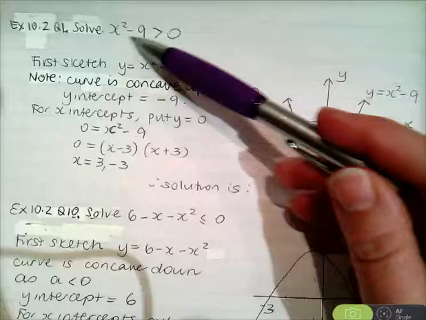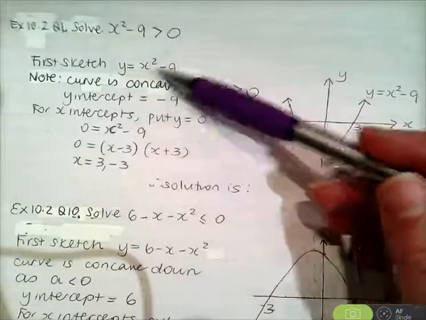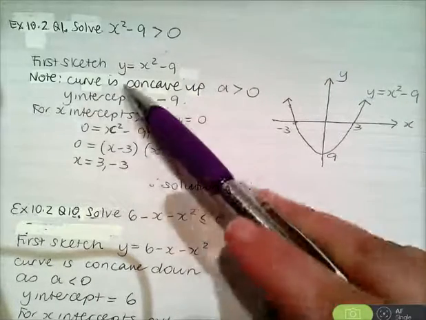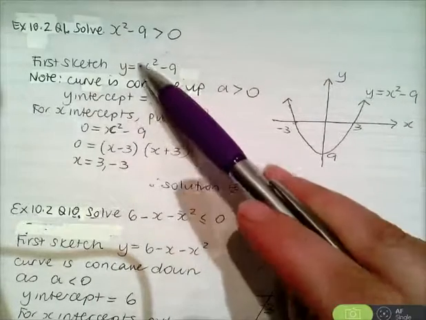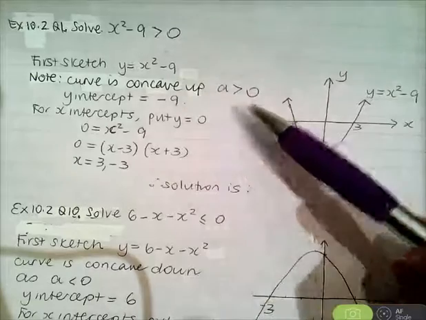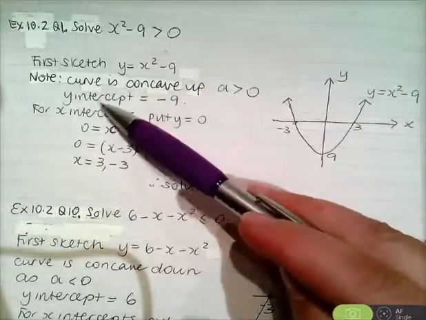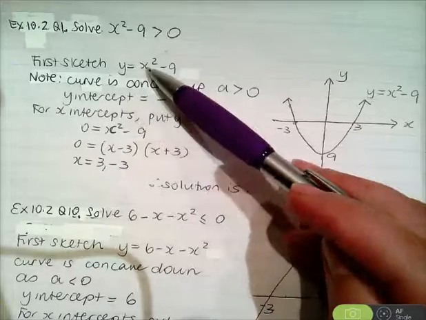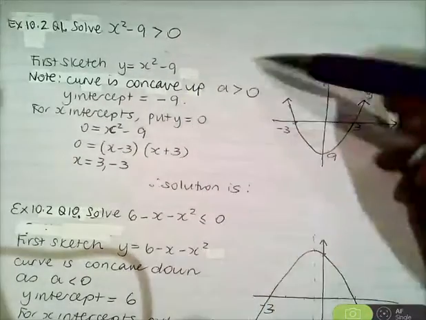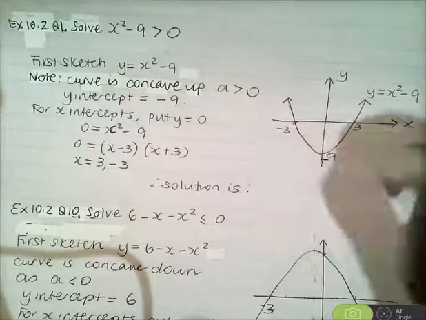So solve x squared minus 9 is greater than 0. First, you need to sketch the parabola y equals x squared minus 9. Now, if we look at that quickly, we know that the parabola is concave up because the coefficient of the x squared is 1, which happens to be greater than 0. We also know that the y-intercept is -9, because to find the y-intercept, we substitute x is 0 and we get -9. So now we know that we've got a concave up parabola with a y-intercept of -9.